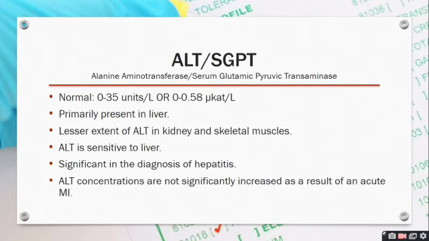As it is a specific enzyme for the liver, the elevation in serum ALT is more specific for liver related injuries and diseases. That's why it is significant in the diagnosis of hepatitis. And ALT concentrations are not significantly increased as a result of acute myocardial injury.